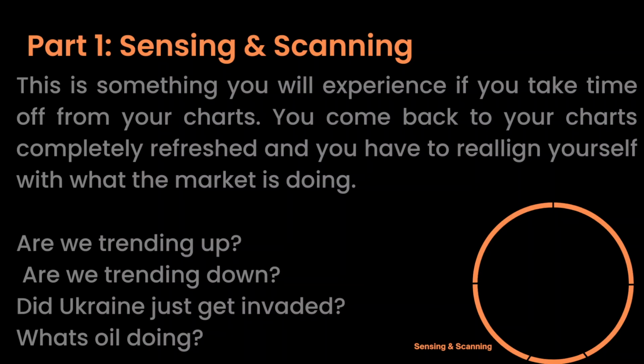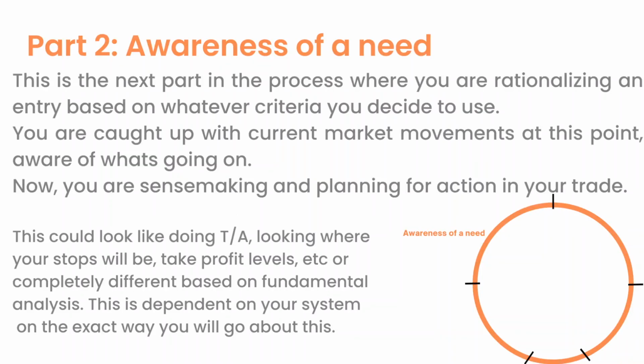Yeah. So moving into part 2, this is the second part of the trader process cycle, awareness of a need. And this is the part in the process where you're rationalizing an entry based on whatever criteria you decide to use. So based on whatever trade setup criteria you're using, you are caught up with current market movements at this point and aware of what's going on because you just went through part 1. So part 2 could look like doing technical analysis, looking where your stops would be placed, take profit levels, etc., or completely different based on fundamental analysis.